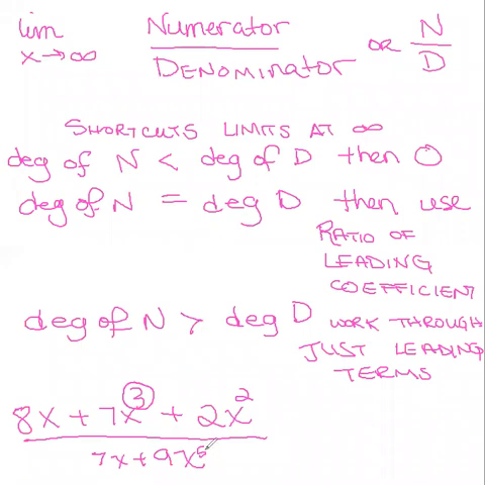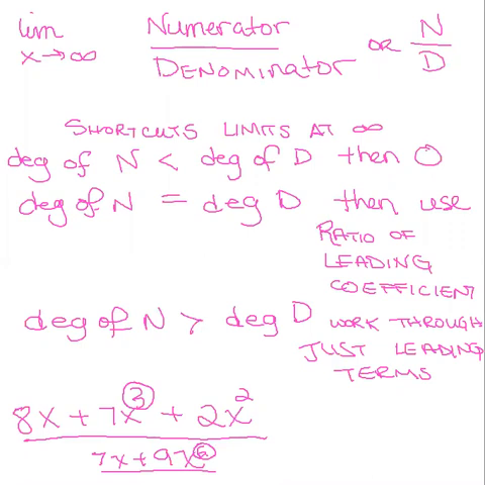If the degree is less, the degree here is the highest power of that whole expression right there. So it's 5. So if 3 is less than 5, then your answer is going to be 0.